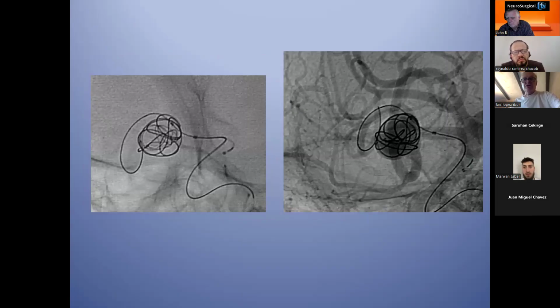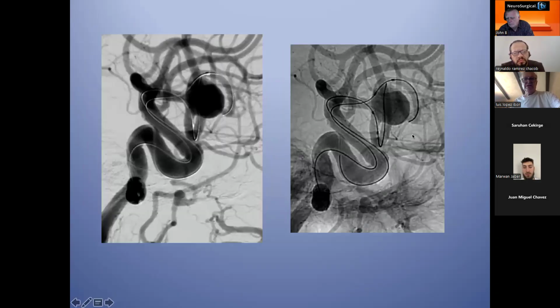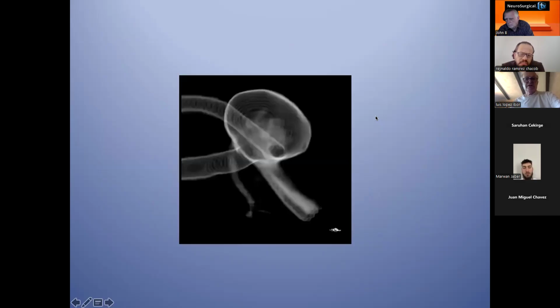I put some coils, but the problem is that you have another branch. I put a second balloon in the inferior branch. You have the superior branch and the inferior branch. The balloon is here, and the second balloon is here. This is the 3D reconstruction.